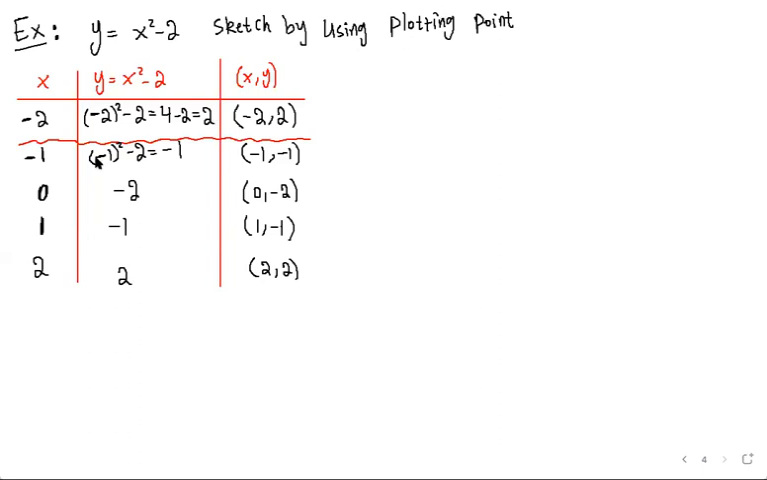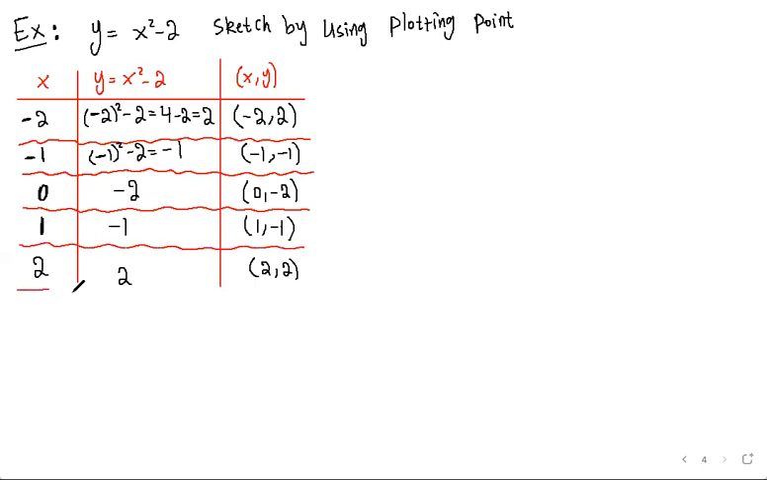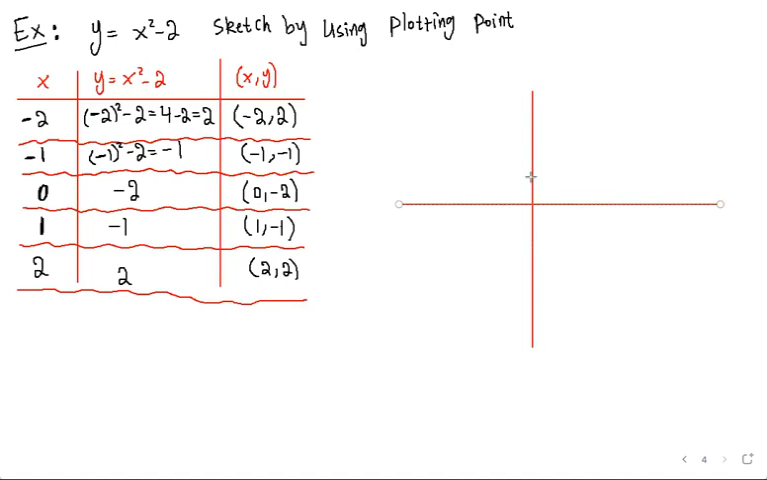Okay. So now it's plotting. Let me draw the coordinate plane. So here, first line, second line, same idea exactly.